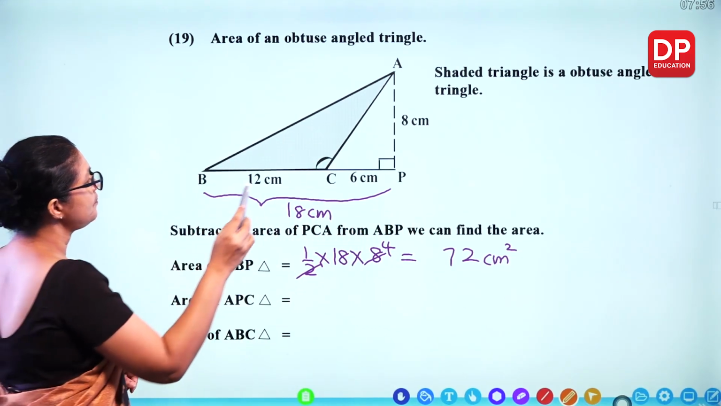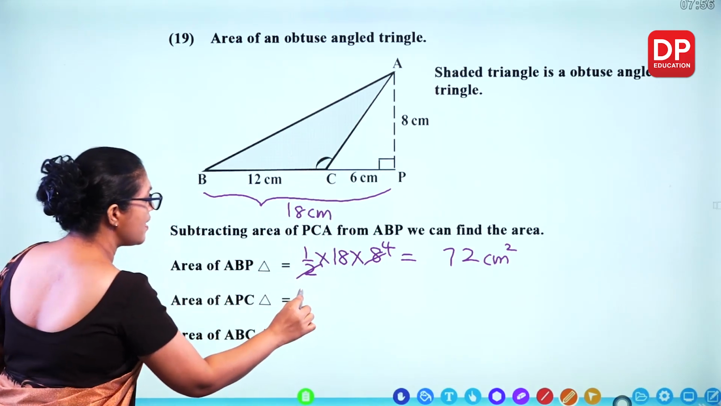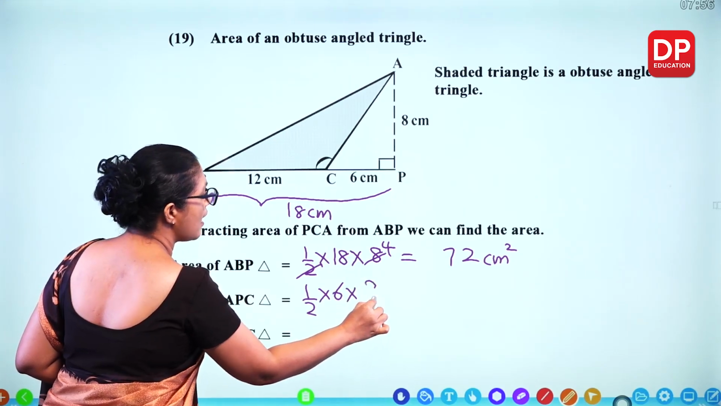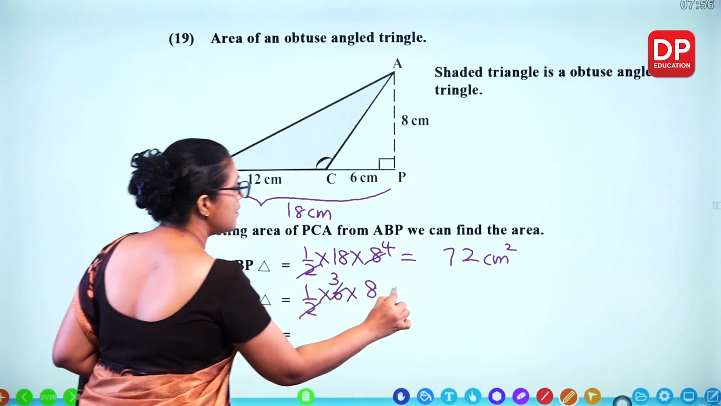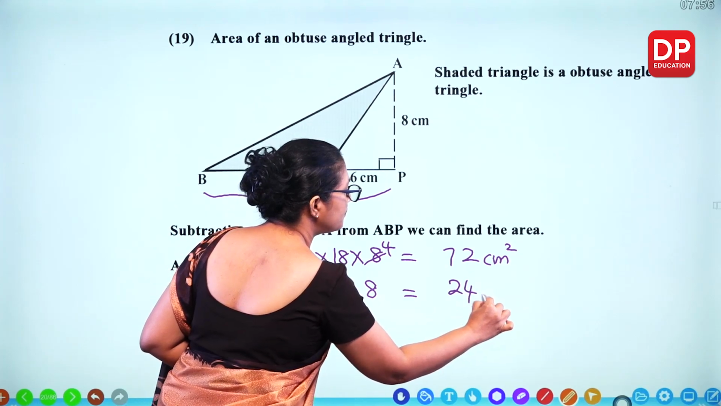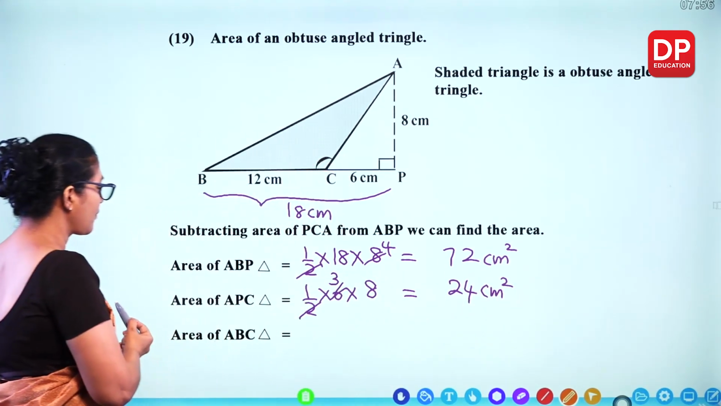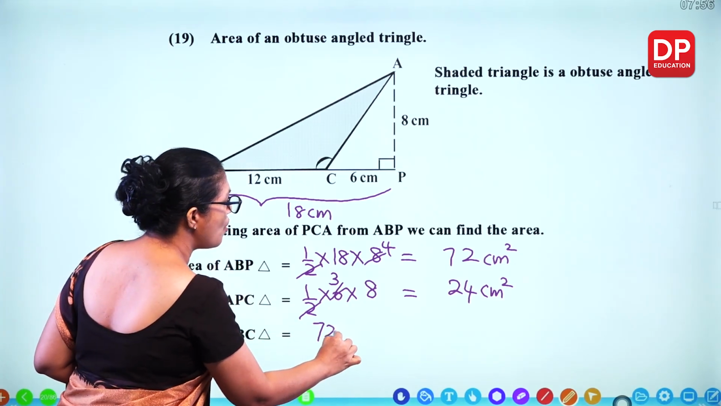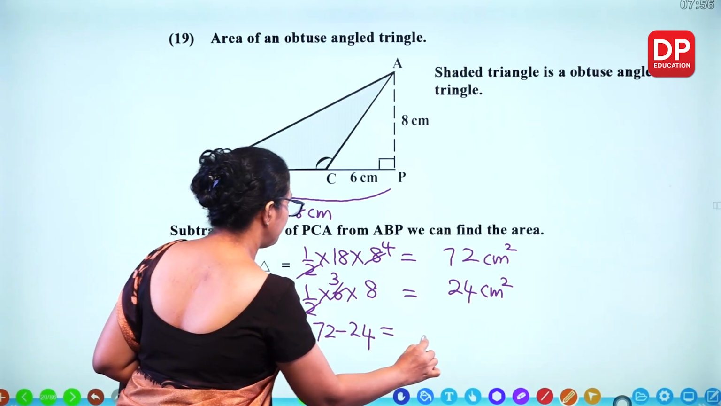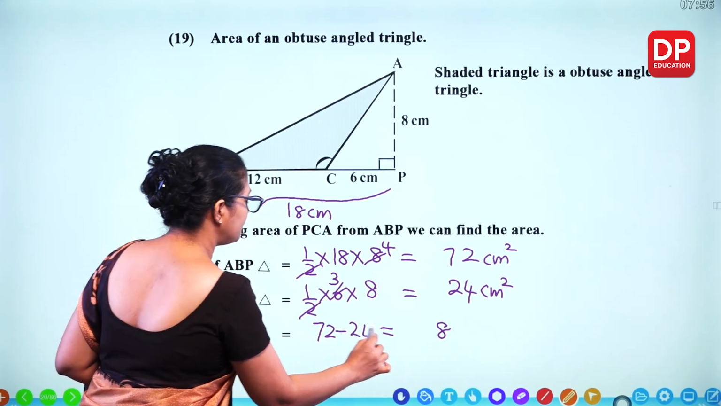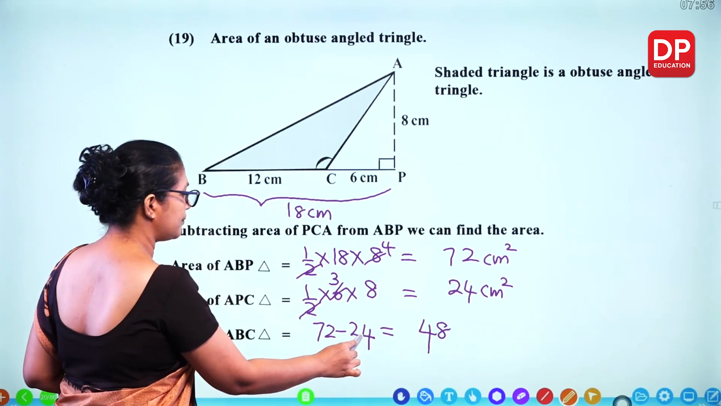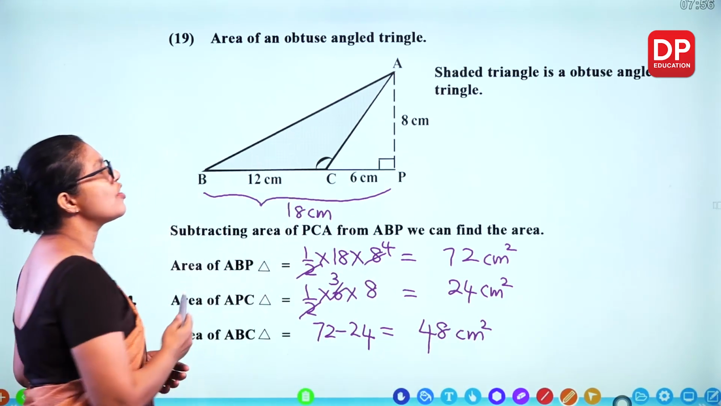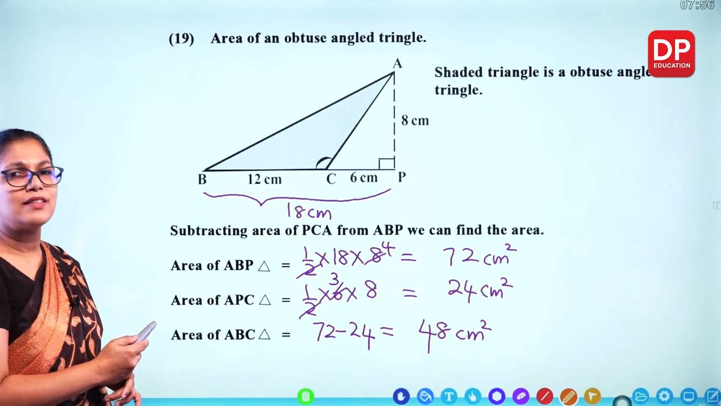APC, this one. So what's the area? Half into base is 6 and perpendicular height is 8. 2 times 3, 3 times 8, 24. What's the ABC triangle now? We can subtract these two. 72 minus 24, 48. So 48 square centimeters is the area of the shaded obtuse angle triangle.